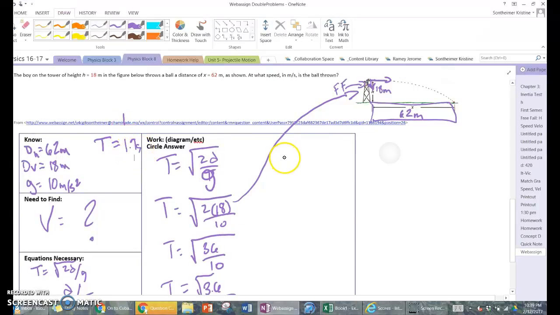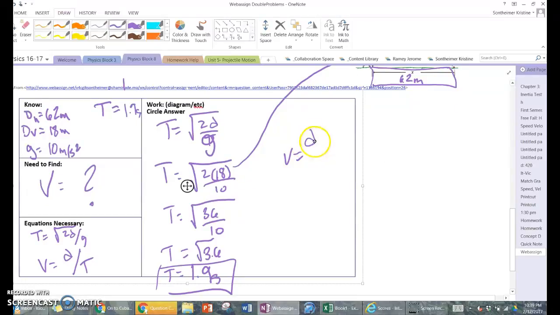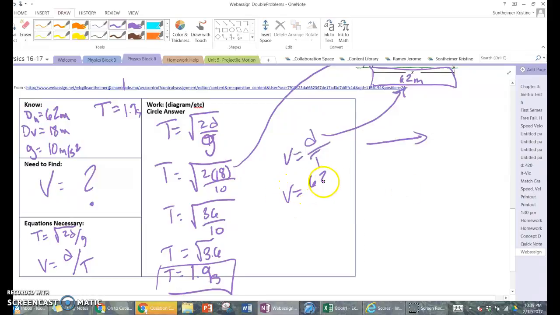1.9 seconds. Now I can do V equals distance divided by time. This time, this one matters because it's velocity of the horizontal component. How fast did they throw it straight out? If there's no gravity, it wouldn't fall and it would be still going at whatever we calculated. V equals 62 meters in 1.9 seconds. You figure out that's approximately, just by mental math, about 31 meters per second. So I'm going to say approximately 31 meters per second.